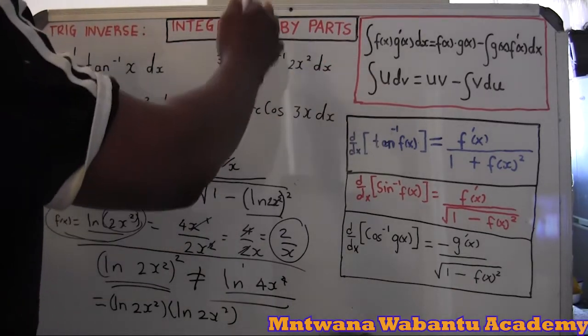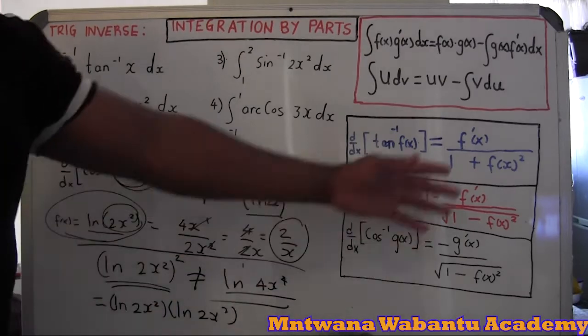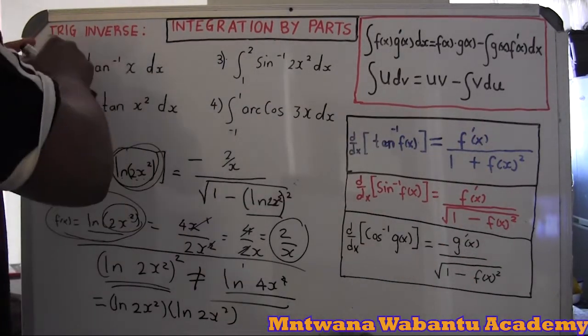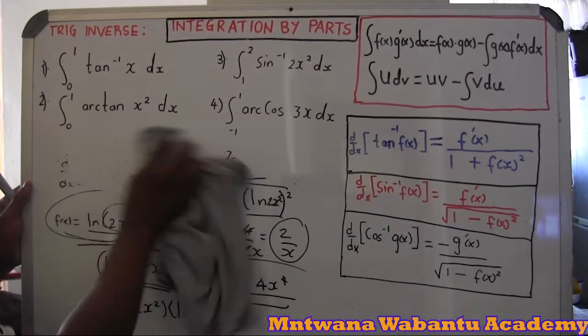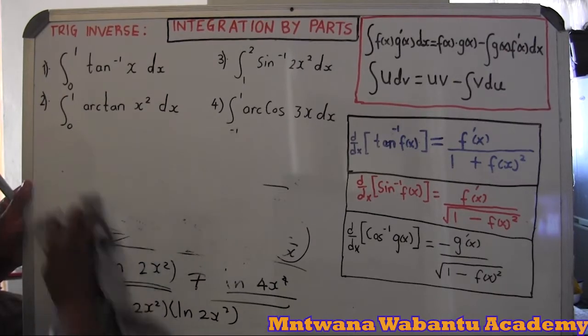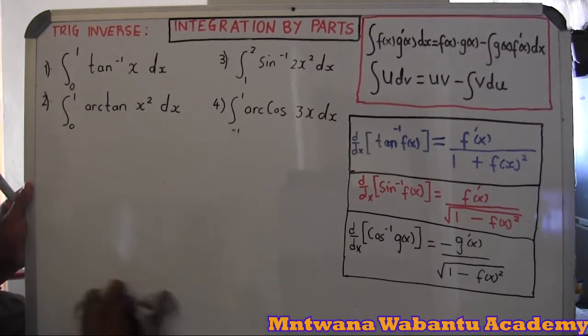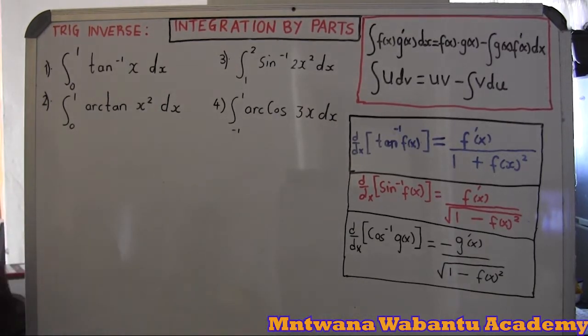Now let's go to how to integrate by parts, because you cannot integrate this by parts if you don't know how to differentiate this trigonometric function. That's what I say, this is trig inverse by parts. Now, I don't need this anymore. So if you come from that, now we should be able to integrate this question.